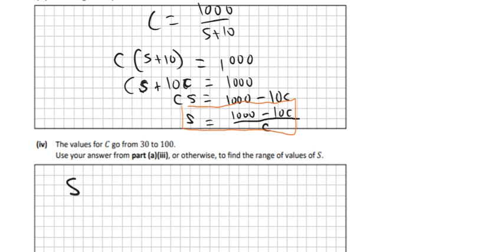So if you're putting 30 for C, you get S equals 1000 minus 10 times 30 all over 30. And then you can put all that in the calculator together and you should get 23.3 recurring.